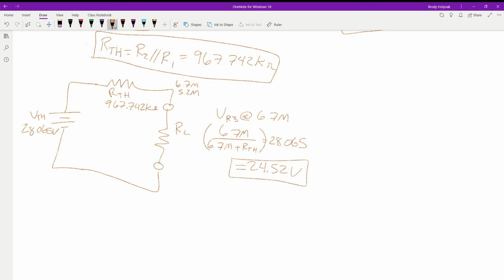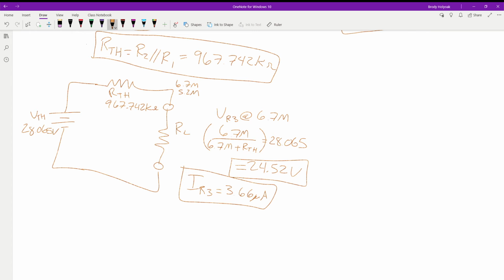So we've got that voltage. How much current do we have flowing through this? 3.66 microamps. Okay? Any issues with that?